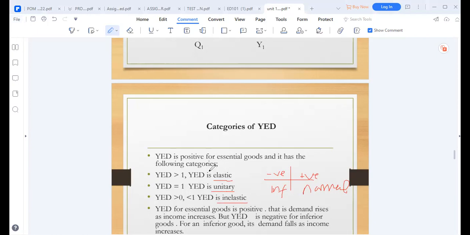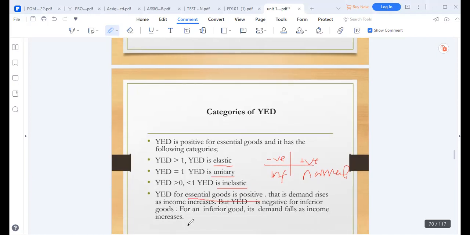So income elasticity of demand for essential goods is positive. It means when your income rises, you demand more of those essential goods. But for inferior goods, if your income rises, you demand less of them. Examples of inferior goods are second-hand clothes, black and white TV, or inferior cars.